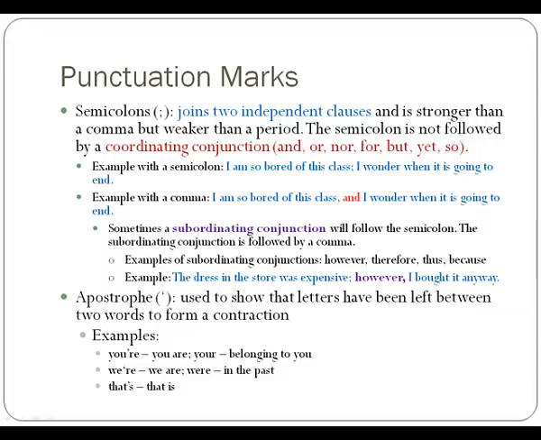Sometimes a subordinating conjunction will follow the semicolon. The subordinating conjunction is followed by a comma. I know, a lot of words. Go to the examples and it'll all make sense. Examples of such conjunctions are however, therefore, thus, because. The dress in the store was expensive; however, I bought it anyway.